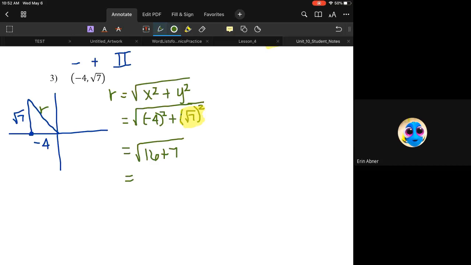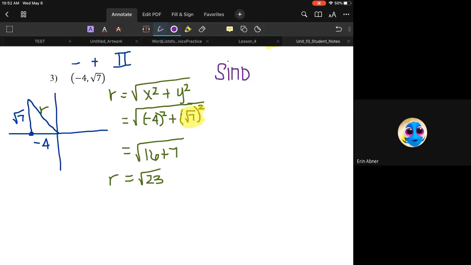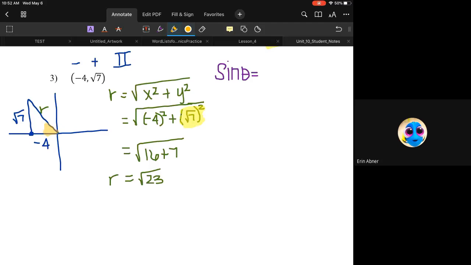It's going to be 23. So I have the square root of 23. That is not going to simplify. So now I have r is equal to the square root of 23. So now I can do my sine, cosine, and tangent. So let's do sine of theta is equal to, and we know that our theta angle is right here. So it's going to be opposite over hypotenuse. So the square root of 7 over the square root of 23.